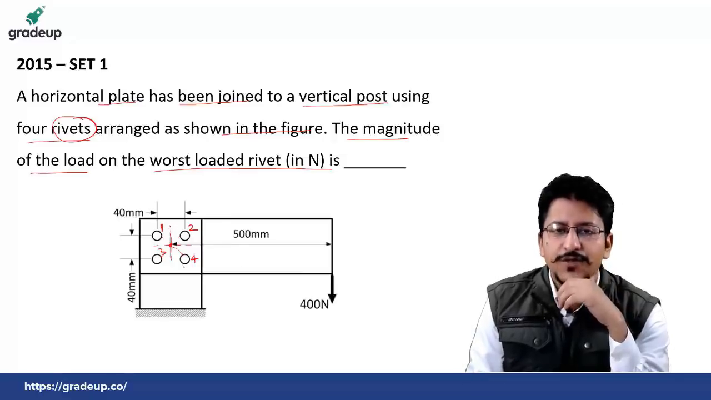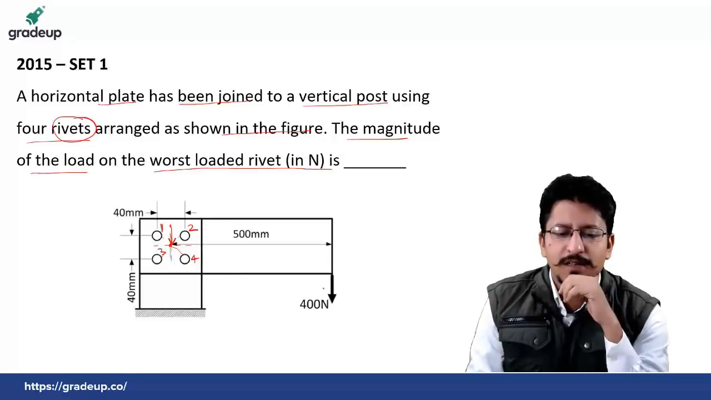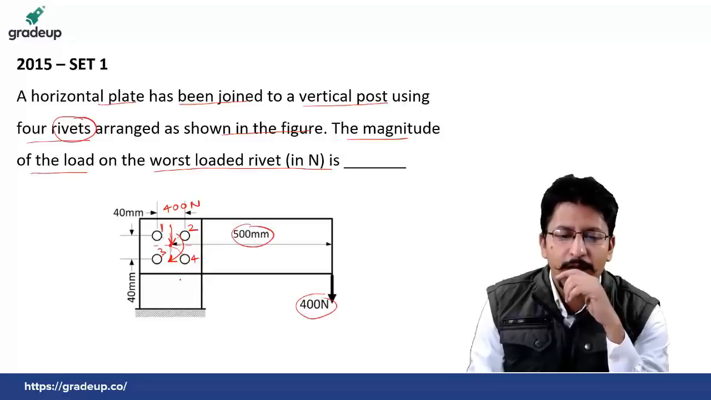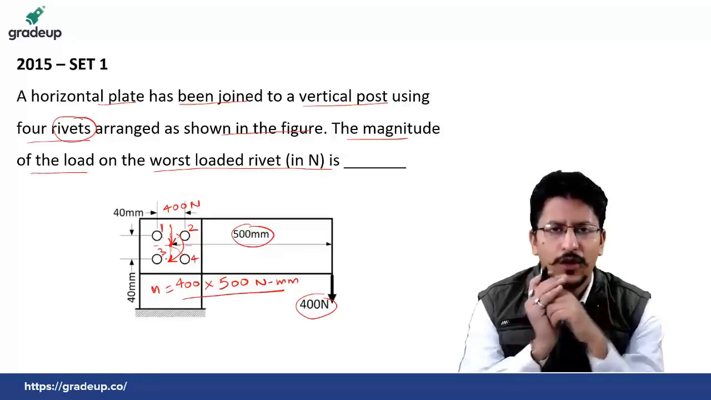We have studied this arrangement in the chapter on riveted joints: first of all, this eccentric load will be replaced by a similarly acting axial load at the center of gravity plus a moment. That moment will be equal to this load into this distance, so this will be 400 into 500 Newton mm. This will be M at this point.